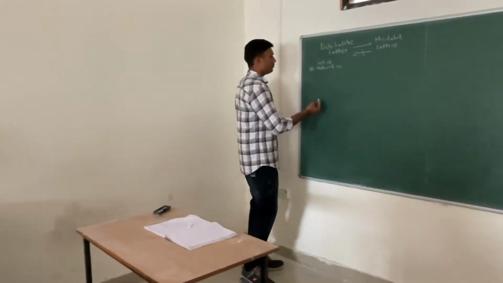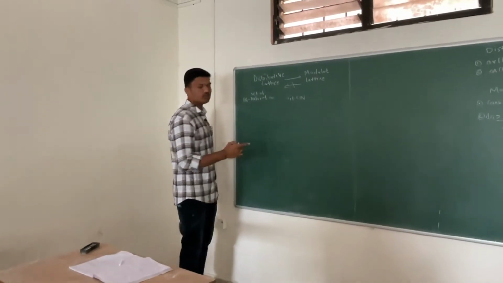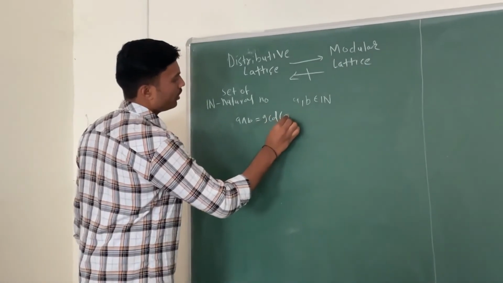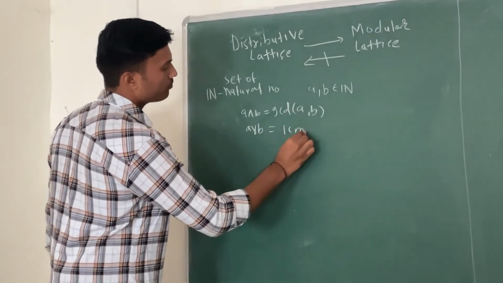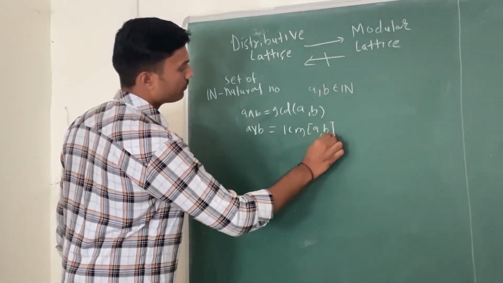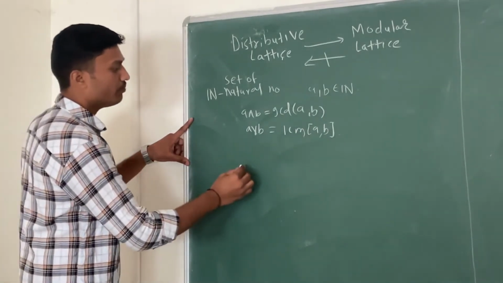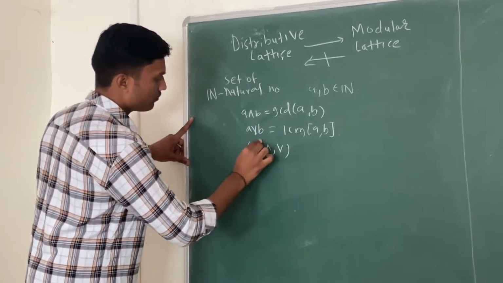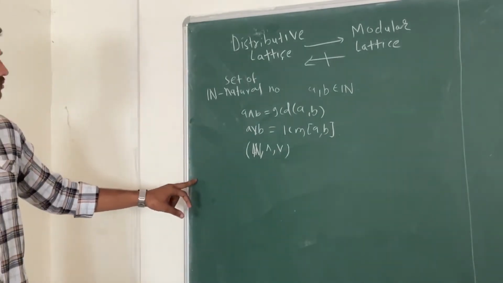Let N be the set of natural numbers, and for a, b belonging to N we define meet and join of these two elements: a meet b is equal to GCD of a, b, and a join b is equal to LCM of a, b. Then we have to show that it is a distributive lattice under meet and join. Claim: this is a distributive lattice.